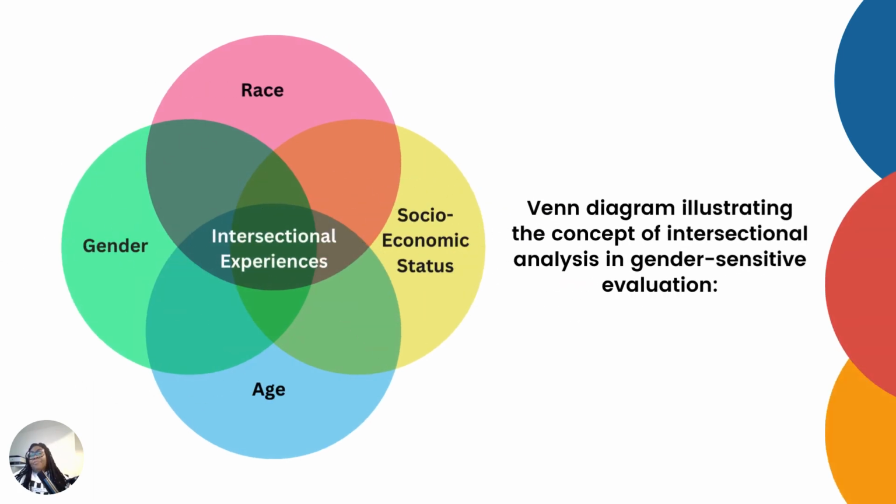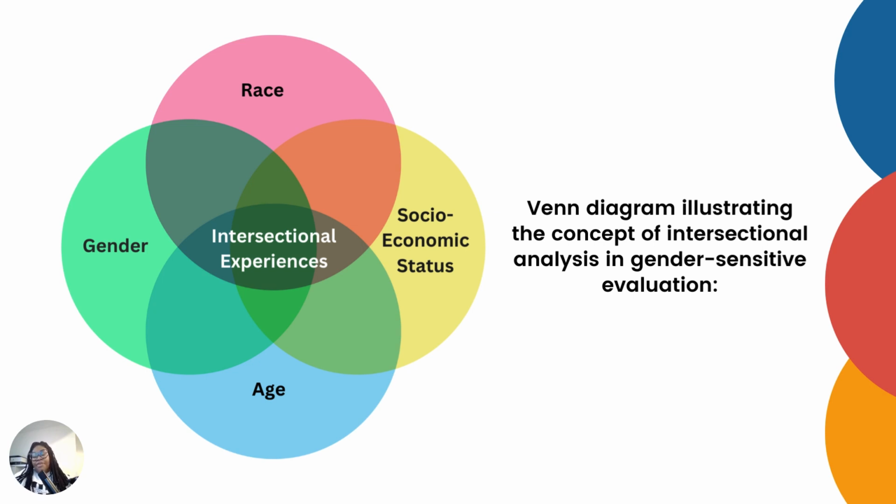This diagram visually represents the intersection of four key factors: gender, socioeconomic status, race, and age. Each circle in the Venn diagram represents one of these factors, with the overlapping areas indicating where these factors intersect, contributing to a person's unique experiences and challenges.